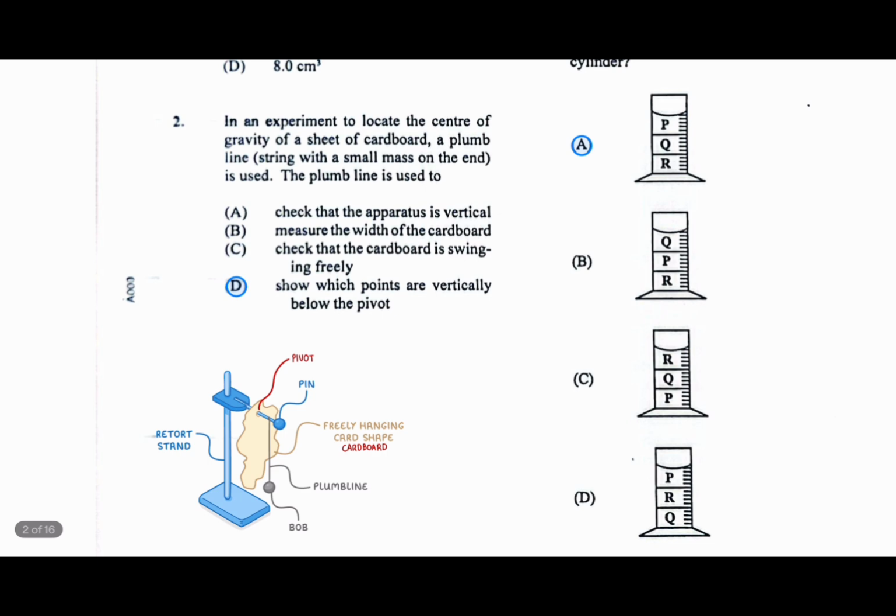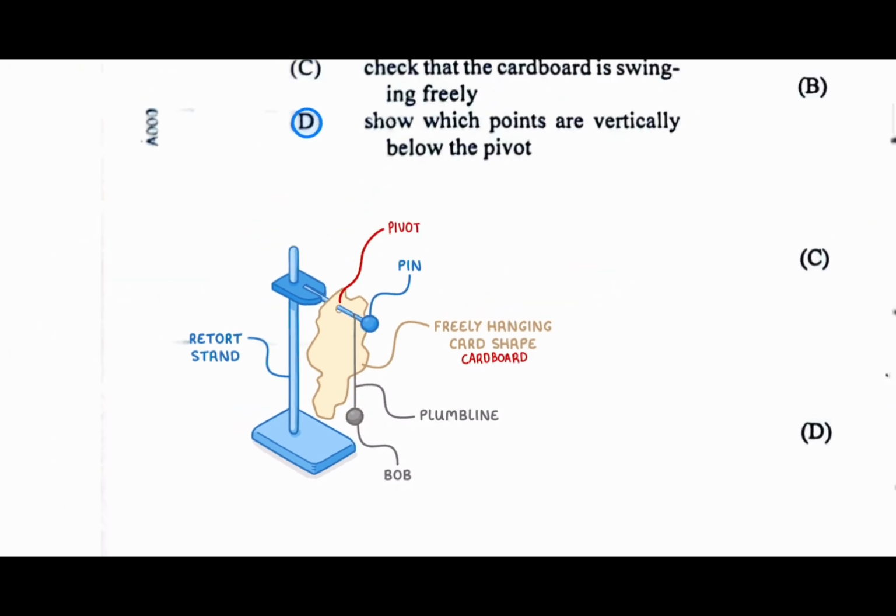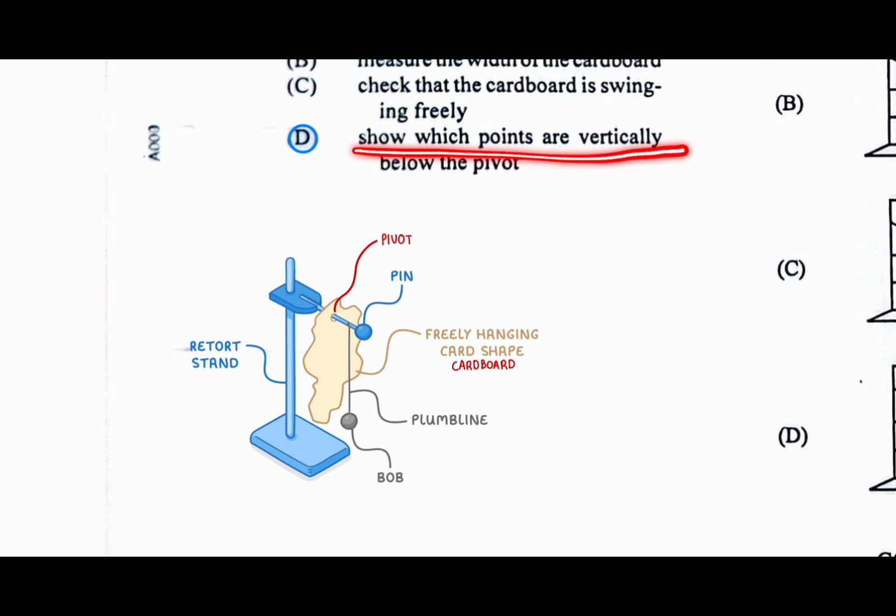Question 2. In an experiment to locate the center of gravity of a sheet of cardboard, a plumb line, a string with a small mass on the end, is used. The plumb line is used to, part D, show which points are vertically below the pivot. This diagram should explain it quite well. This is my pivot over here, and I'm taking a string with a mass and attaching it to the pin. Anytime you attach a mass to something, it's going to experience a force that pulls it downwards. And so this plumb line is going to be pointing directly downwards, in other words, vertically downwards. That's why it's going to show the points that are vertically below the pivot.